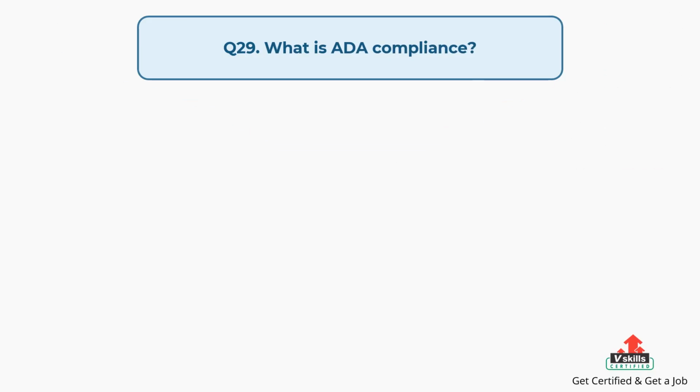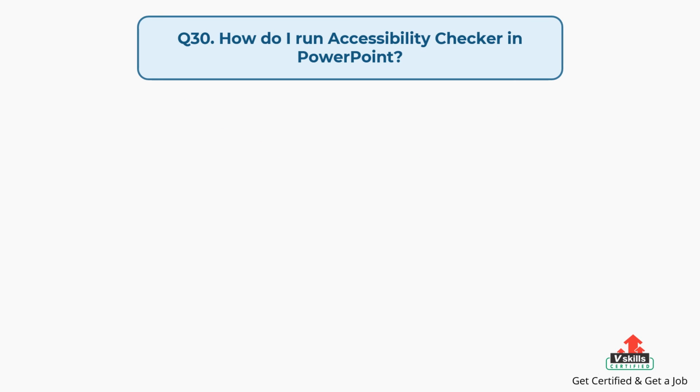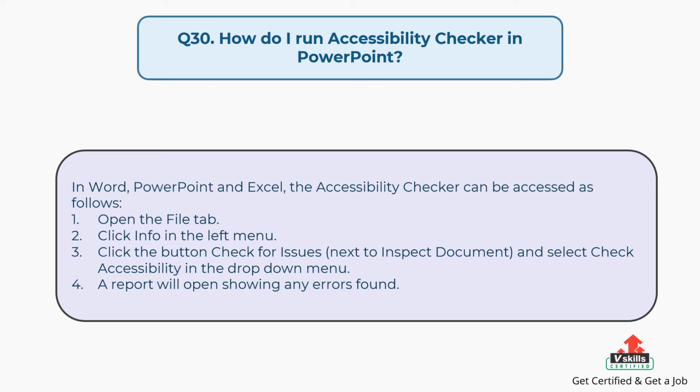Question number 29, what is ADA compliance? The answer is: ADA compliance refers to the Americans with Disabilities Act standards for accessible design, which states that all electronic and information technology, like websites, must be accessible to people with disabilities. Question number 30, how do I run Accessibility Checker in PowerPoint? The answer is: in Word, PowerPoint and Excel, the Accessibility Checker can be accessed as follows. Open the File tab. Then, click Info in the left menu. After that, click the button Check for Issues, next to Inspect Document, and select Check Accessibility in the drop-down menu. A report will open showing any errors found.